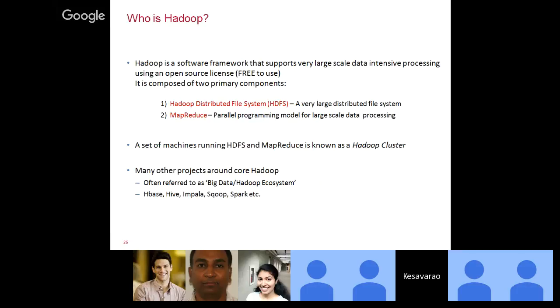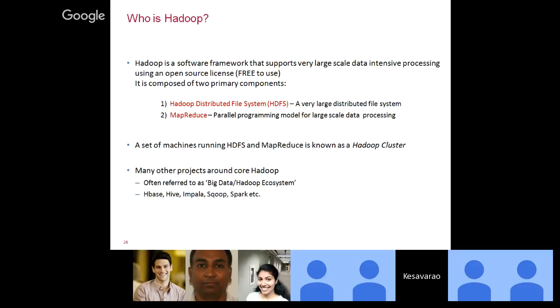Anyway, the two important terms that you have to remember are HDFS and MapReduce. You'll be hearing this a lot. The reason is that these are the core components of Hadoop. Underlying, there is a file system called Hadoop Distributed File System, a very large distributed file system. And MapReduce is basically a parallel programming model to process large scale data. These two fundamental components will be the core components of Hadoop.